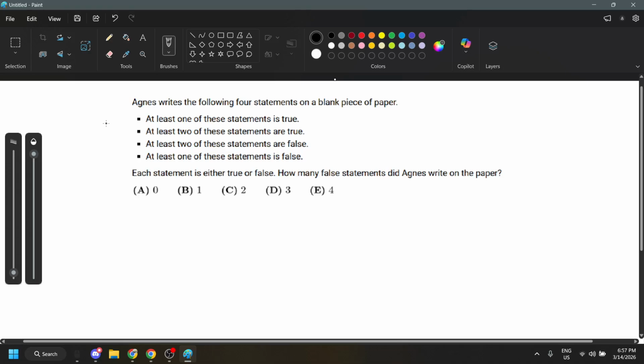This is an AMC 12A question from this year's test. I had this question during my test. We're going to see if Galaxy can solve this. Alright, locking in. Read it aloud. Agnes.